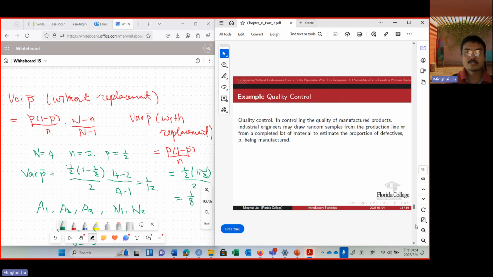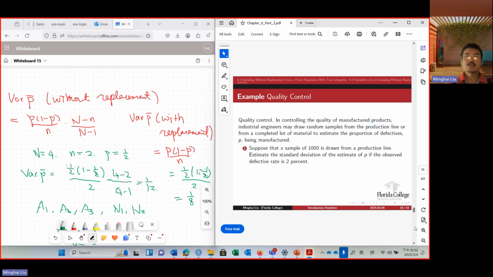All right, so now let's say a few words about quality control. In many of the quality control of manufactured products, we may draw some random samples from either a production line. Production line means you have a production line to keep producing the products. In that case, you can more or less view this population as infinite, or you can also draw it from a complete lot of the material. Let's say we manufactured 10,000 objects, and that's it. No more is being manufactured. So you can think about this as a population of 10,000.